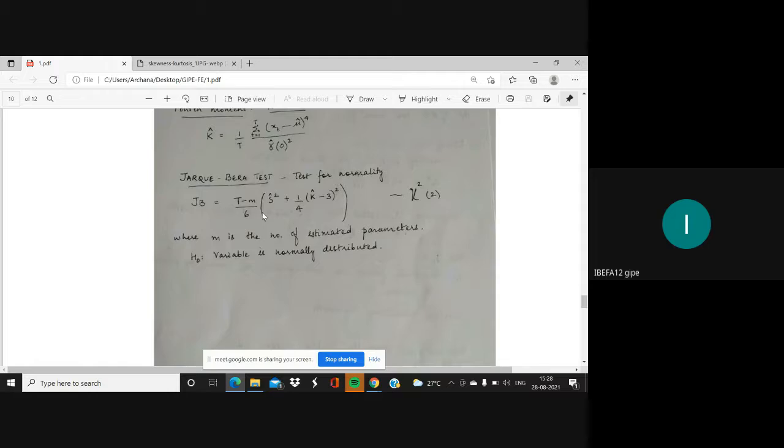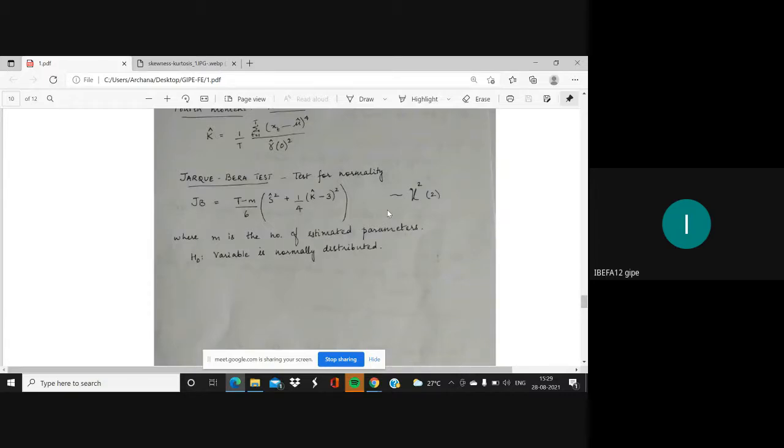So this is the test statistic for the Jarque-Bera test. This is the number of observations. M is the number of estimated parameters, so how many parameters you're using to run your regression. Then this is the value of skewness and kurtosis that you're estimating from your sample. This statistic also follows the chi-square distribution with 2 degrees of freedom. The null hypothesis of this test is that the variable is normally distributed. The alternative hypothesis is that it is not normally distributed.